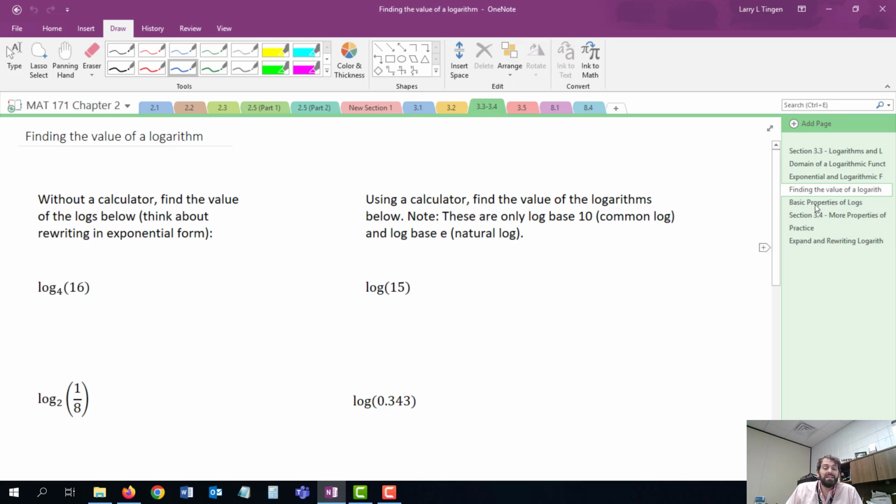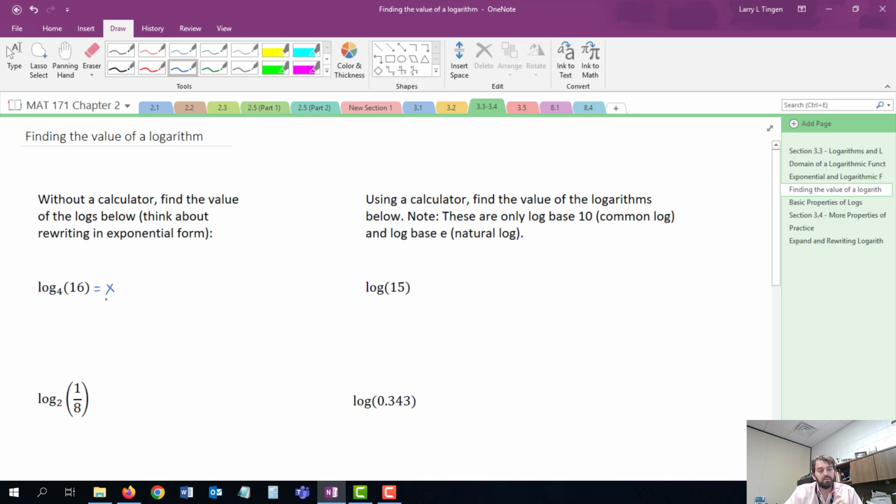Now, how about finding the values of logs? All right, so on the left-hand side, we're going to go through this without a calculator, and we're going to find the value of the logs without using the computer or without using a calculator. We're just going to think about it. So what does this mean? Log base 4 of 16, and I'm going to add a little piece here, okay?